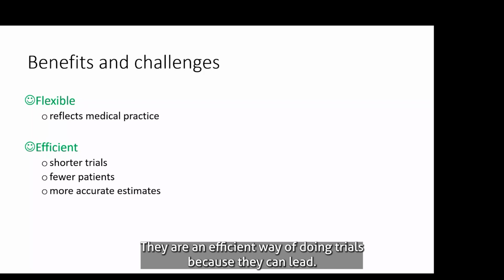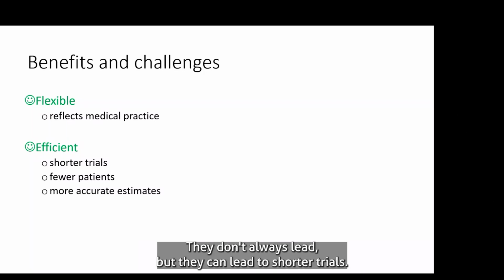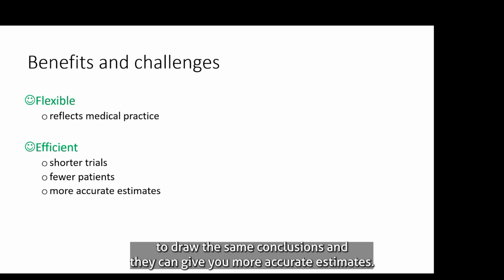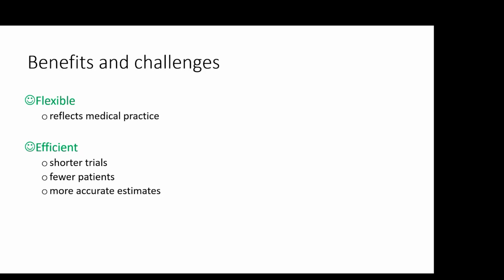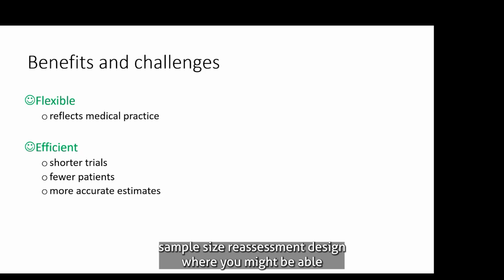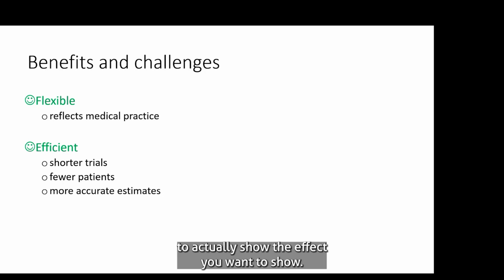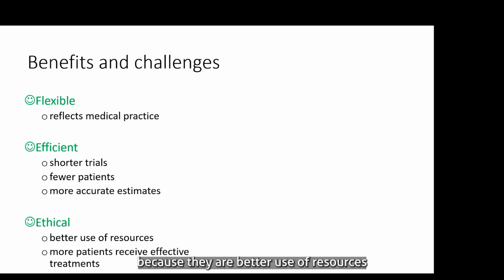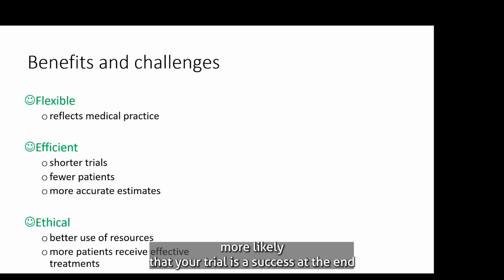They are an efficient way of doing trials because they don't always lead, but they can lead to shorter trials if you stop early, they can lead to trials that require fewer patients to draw the same conclusions, and they can give you more accurate estimates. Think of the sample size reassessment design, where you might be able to increase the sample size, but then have enough power to actually show the effect you want to show. They are also, for these very reasons, considered ethical because they are a better use of resources, in that they make it more likely that your trial is a success at the end.